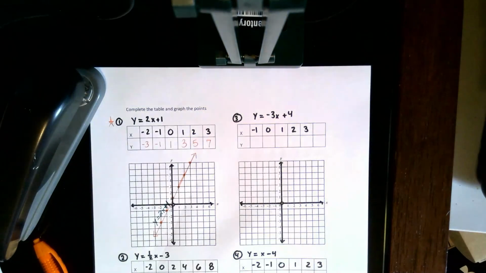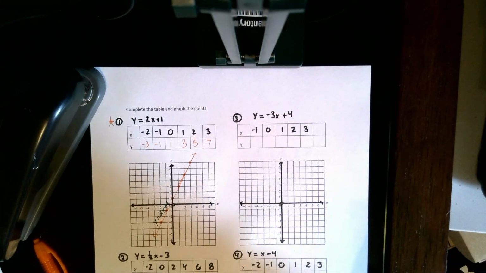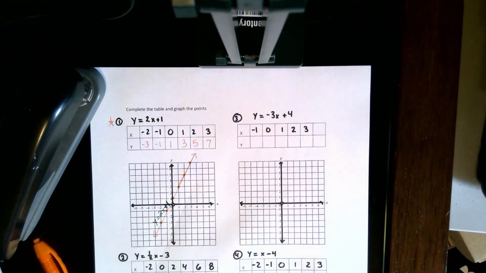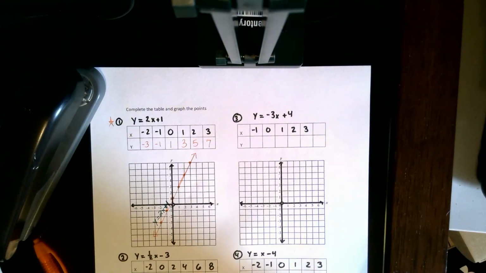All right. So go ahead and try 2, 3, and 4. We'll go over the rest of these answers tomorrow, as well as the notes on the next page, page 6.